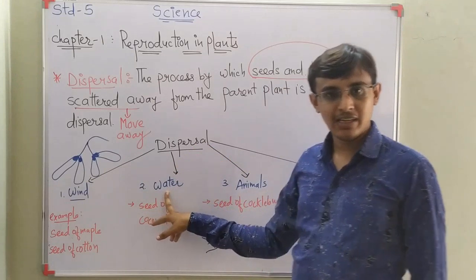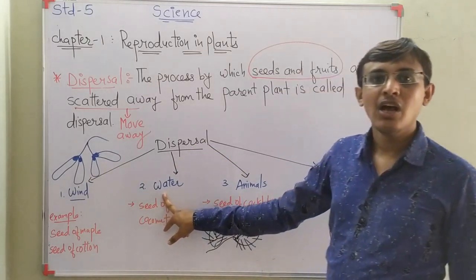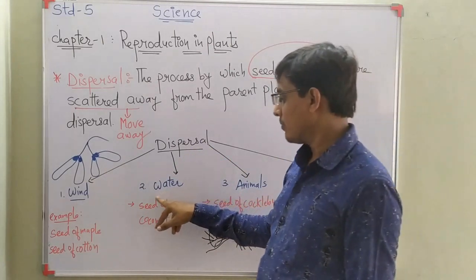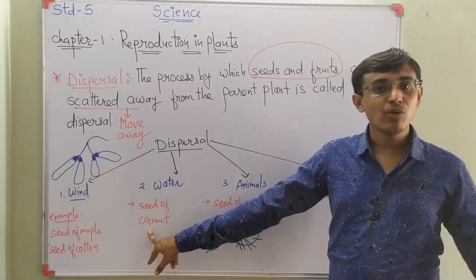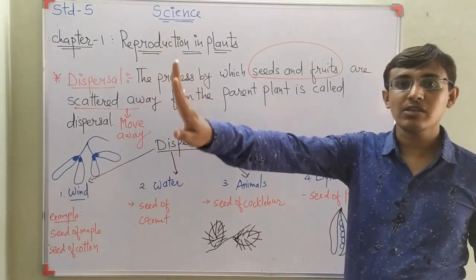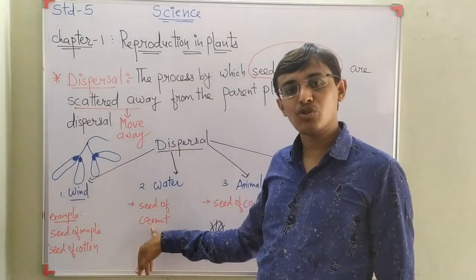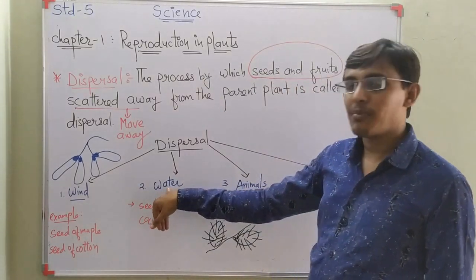Water means the seeds float away with the water. Okay, the seeds are floating on water. Seed of coconut, sometimes when there is heavy rainfall, you see the coconuts floating on the surface of the water. Okay, so coconut is also a seed and it is also a fruit. So, dispersal by the water.